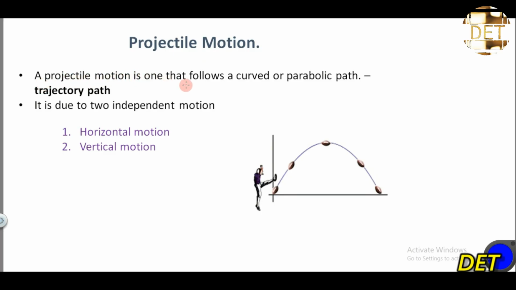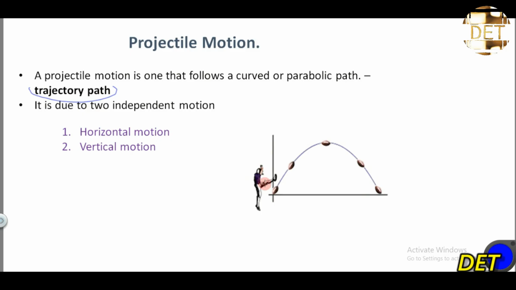A projectile motion is one that follows a curved or parabolic path. This curved or parabolic path is also known as the trajectory path, right? So any motion that follows a curved or parabolic path is known as a projectile motion. For instance, when this guy kicks this ball, the ball moves in a curved or parabolic path. Any motion that follows this path, called the trajectory path, is called projectile motion, right?